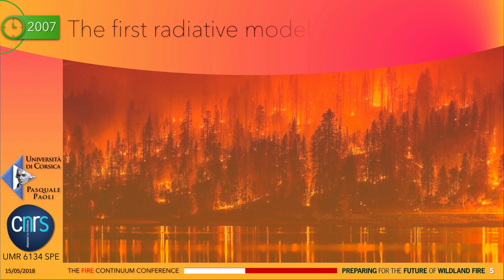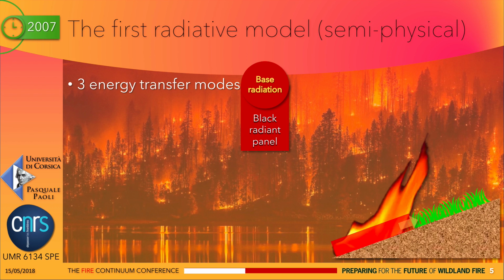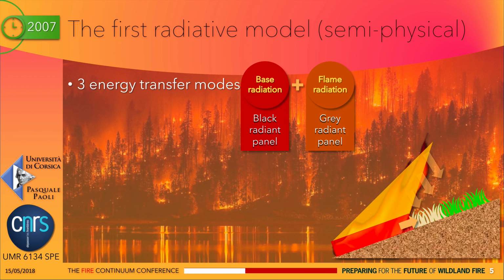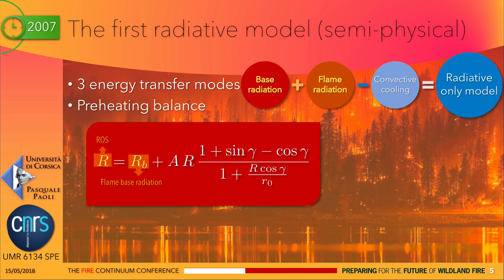The first operational model took into account 3 energy transfer modes: flame-based radiation, I mean the radiation from the fuel burning particles area. The burning fuel is assumed to be a black radiant panel, and we use a usual Stefan-Boltzmann modeling. Flame radiation, with the flame as a gray radiant panel. And convective cooling in front of the flame. This cooling leads to a strong assumption: the flame radiation only impinges the unburned fuel under the flame. A simplified preheating balance gives the expression of the rate of spread as the sum of the 2 previous contributions.